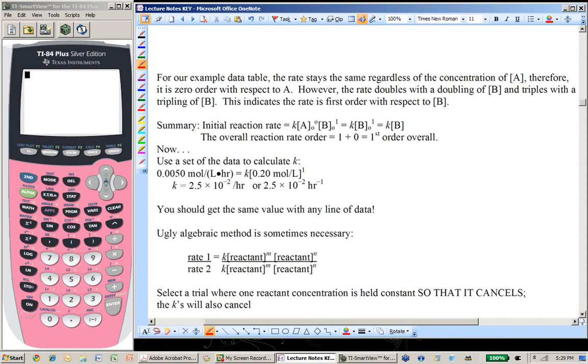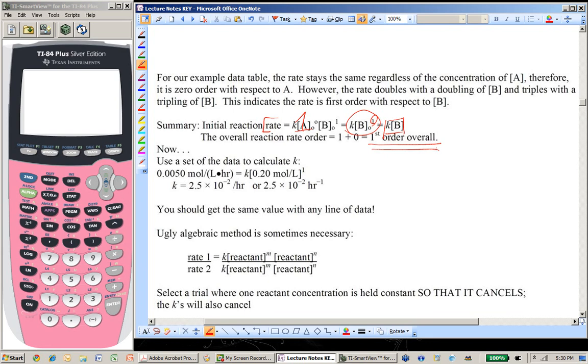So the summary, then, when you are writing the rate law, the rate expression, is to write rate equals K, A to the 0, which you can leave out, especially in the AP exam, B to the first, which can also look like this, because this is a big fat 1, and you don't even need that 1, so this could also be a correct answer. So the overall reaction rate order is 1 plus 0, or first order overall.